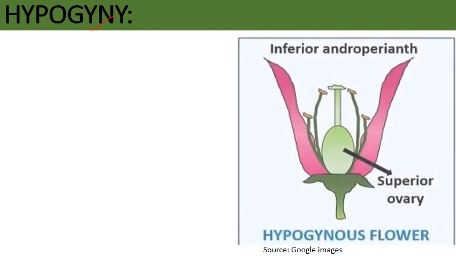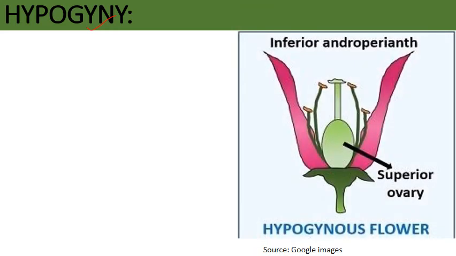The first condition is hypogyny. As the name indicates, hypo means lower, gyne means the female reproductive structure, that is ovary. When the floral parts arise from the base of ovary, that condition is known as hypogynous flower. In this case, ovary is said to be superior and other floral parts are inferior.